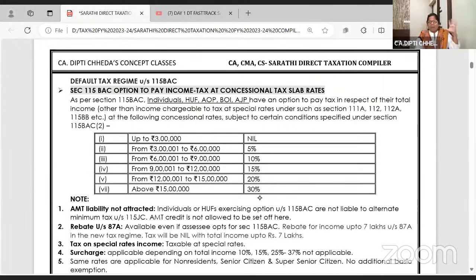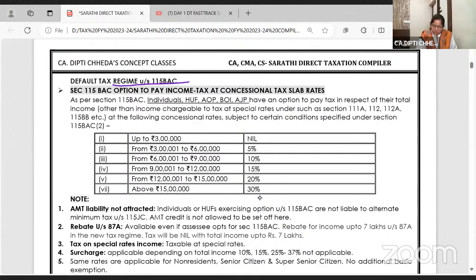Now we are going to the pumping heart of the 2024 exam, 115BAC, the default tax regime. Ma'am, is this something new? Not new at all. It's been there for years, but this time they said if the Assessee doesn't say that I want to file my return in the normal regime, I want to opt out, then we will assume that he is filing his return as per the default tax regime.